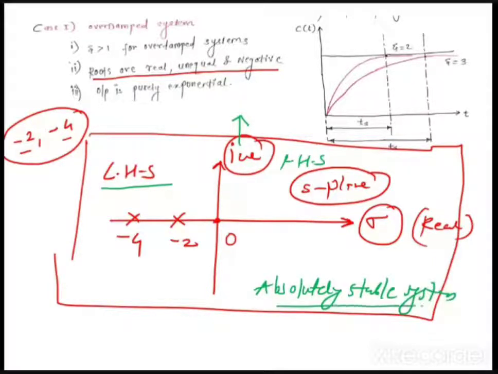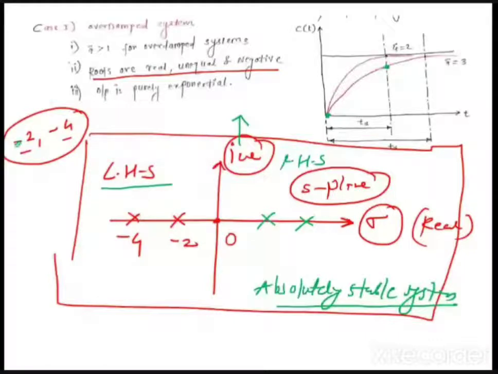Absolutely stable system means what? The system will take a finite time to reach the steady state. Whatever may be the condition, the system will start from zero and at some point of time it will reach the steady state. It will return to the equilibrium position. Why? This can be predicted from this S plane because the roots are lying on the left hand side of the S plane. If the location of the roots were on the right hand side, means what?